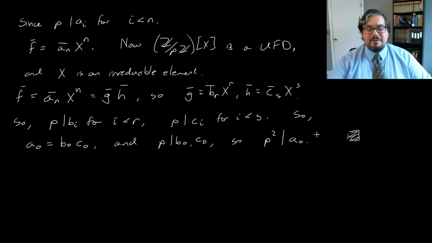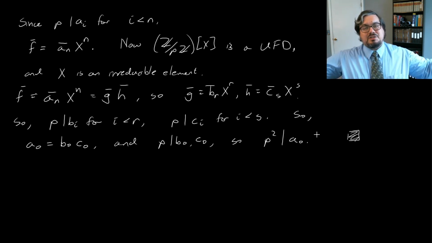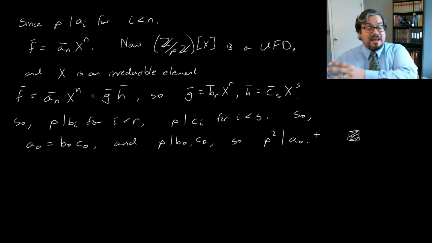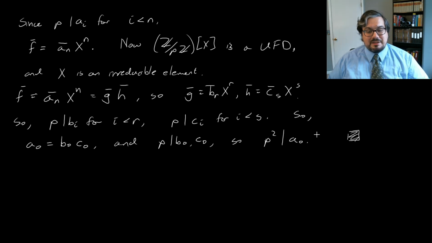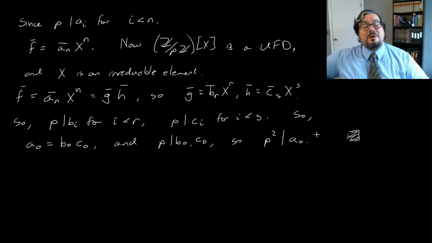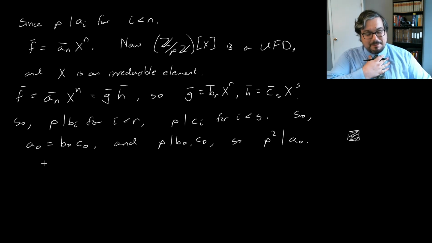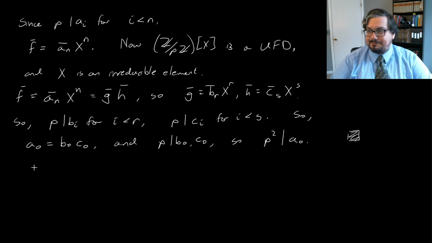So we have that if everything else we assumed about f were true, other than p squared not dividing a_0, but f were reducible, then p squared would have to divide a_0. Therefore, if p squared does not divide a_0, then that means that f is irreducible. Sorry, I'm getting mixed up. If p squared does not divide a_0, then f is irreducible over the rationals.